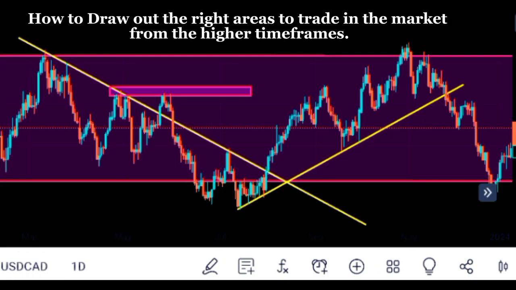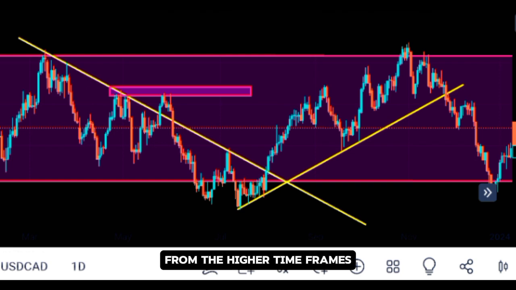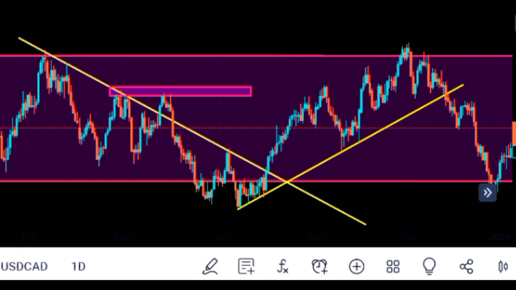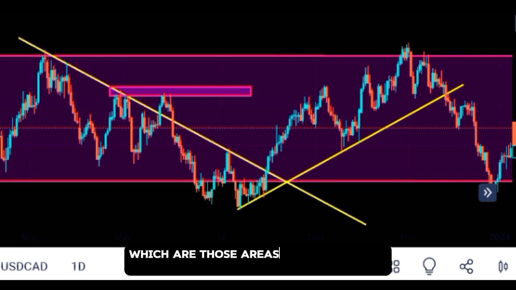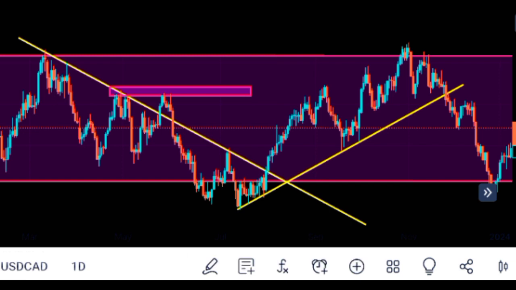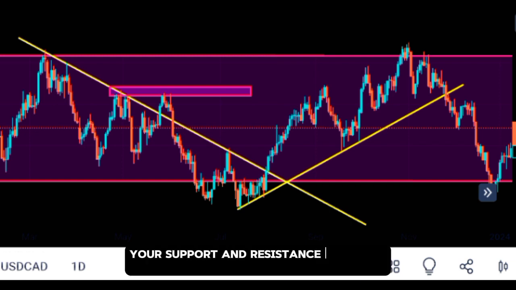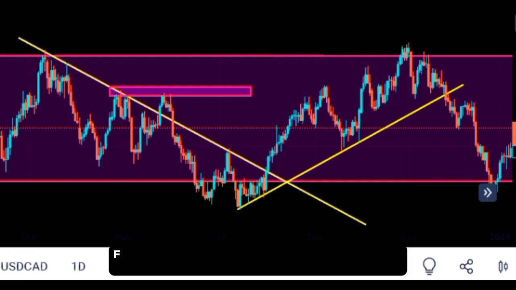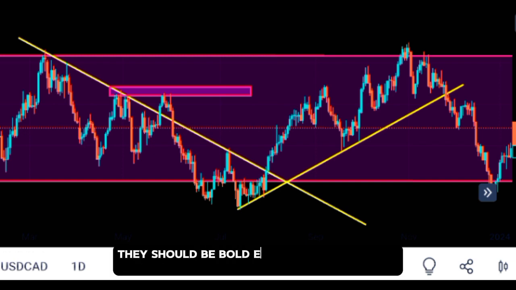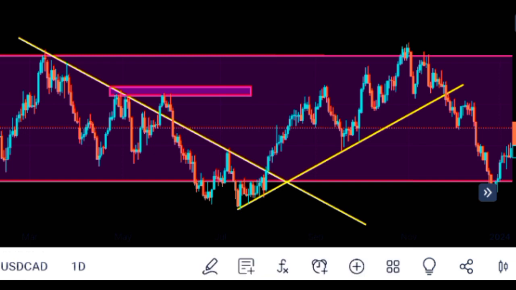How to draw out the right areas to trade in the market from the higher time frames. After spotting those areas where you can draw your trading tools on, which are those areas of support and resistance and those trending areas, then it's time to draw them out. Before drawing your support and resistance on those areas, you must make sure there are evident movements from those areas where you are drawing them on. Don't guess it, they should be bold enough to be read on the chart.